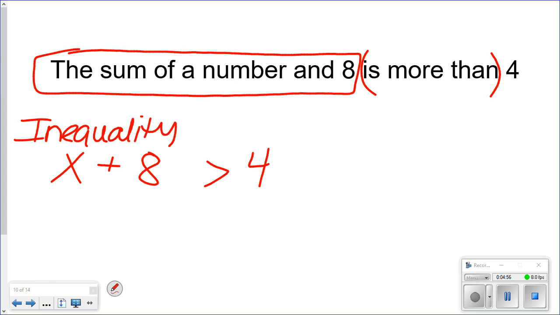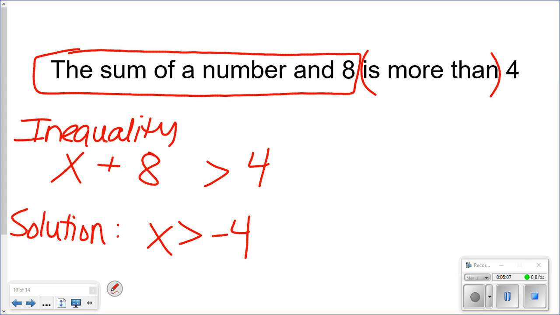Okay, what's the solution look like then? Minus 8 on both sides. Could be x is greater than negative 4. Does everybody know how I get that? Okay.